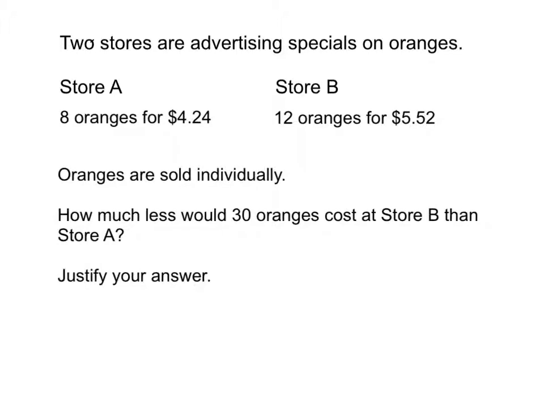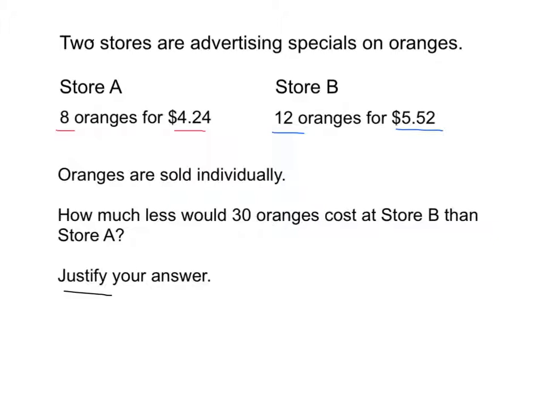The question we are looking at says that two stores are advertising specials on oranges. Store A charges $4.24 for 8 oranges, and Store B charges $5.52 for 12 oranges. But oranges are sold individually. So we need to find out how much less would 30 oranges cost at Store B than Store A. And we are going to justify our answer.